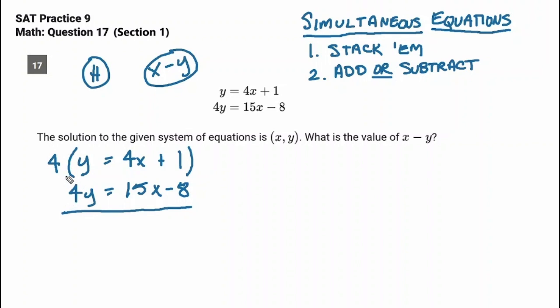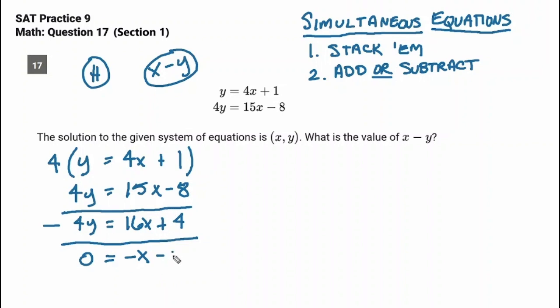Got to multiply every term, so 4 times y is 4y, 4 times 4x is 16x, and 4 times 4 is 4. I'm going to draw another line, and now I can subtract, but the other wrinkle is there's a bunch of negatives here, and it's going to make it really hard, so be careful. 4y minus 4y is 0. Be careful. 15x minus 16x. What's that? That is negative x. Be careful again. Negative 8 minus 4. What's that? That's negative 12.